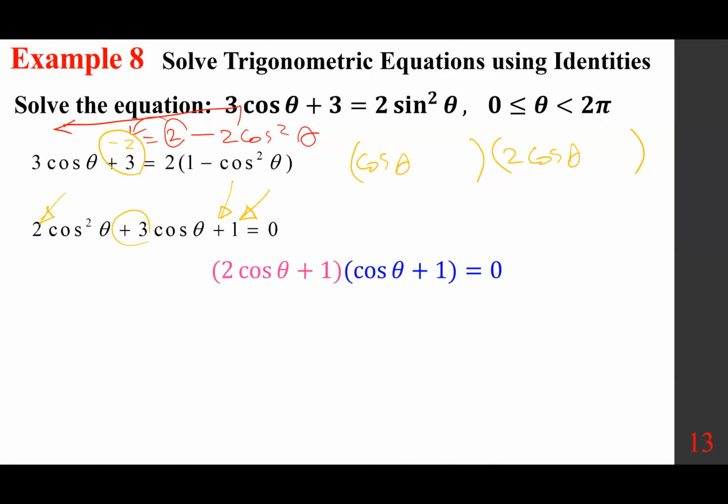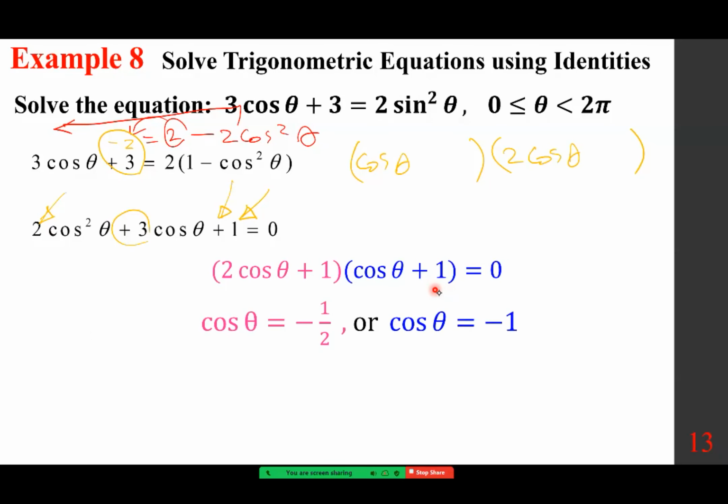Now, by now we recognize 2 cosine theta plus 1 is 0. That means cosine theta is negative 1/2. Cosine theta plus 1 is 0. That means cosine theta is negative 1. Again, this one very fast we get to pi because cosine theta is -1, and from 0 to 2 pi, there's only one answer. For this one, we've done the 1/2, which was pi over 3. Recall.